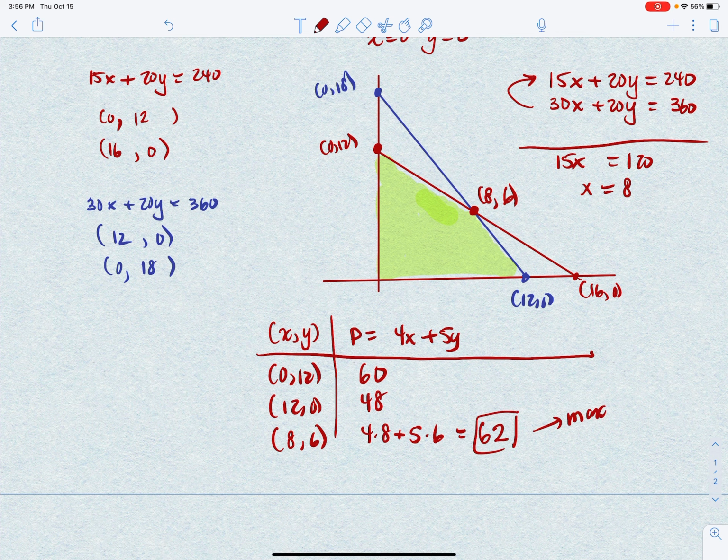So in order to maximize their profit, you're going to create 8 batches of regular and 6 batches of extra large. So hopefully this problem helps you to understand linear programming a little bit better.